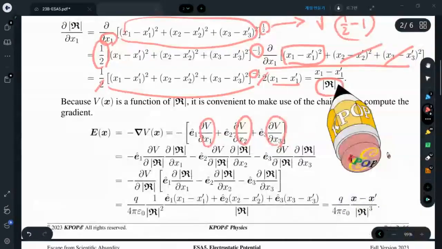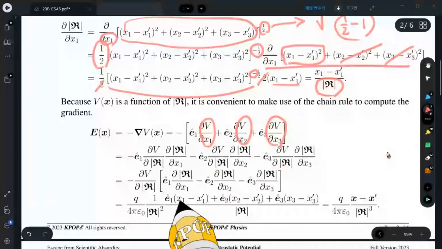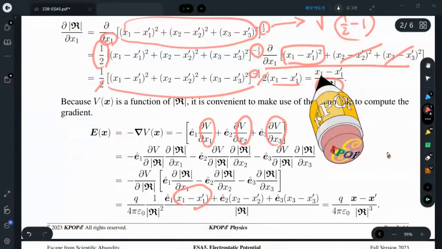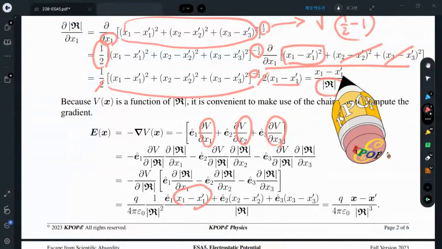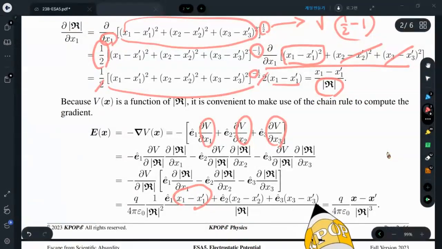So using this result, I copy it in here and replace x1 and x1 prime with 2 and 3.